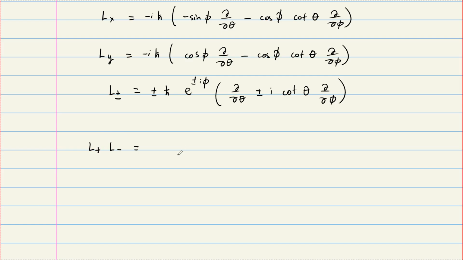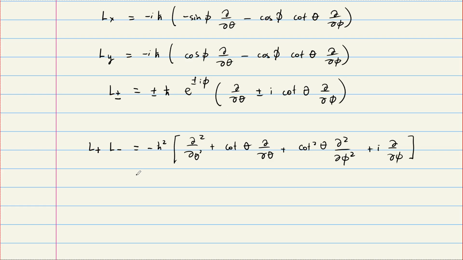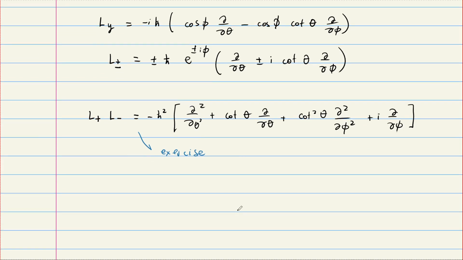You just do partial derivatives, and the result is something like that: minus h bar squared, del squared del theta squared plus cotangent theta del theta plus cotangent squared theta del squared del phi squared plus i del phi. So this is your exercise. If you want to know if you understand the commutations, try to show this. It's not very pleasant, but it can be done.